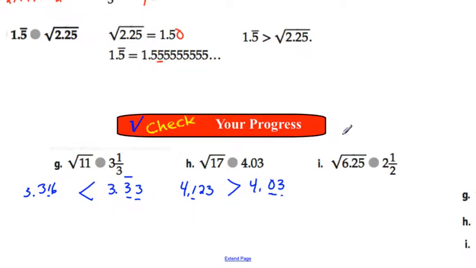How about the square root of 6.25? What is that equal to? That's equal to exactly 2.5. 2 1/2 is exactly 2.5, so this one we end up getting an equal to. Here are our solutions. Less than, excuse me, I said that wrong at first. Less than, greater than, and equal to. One of each on that page.